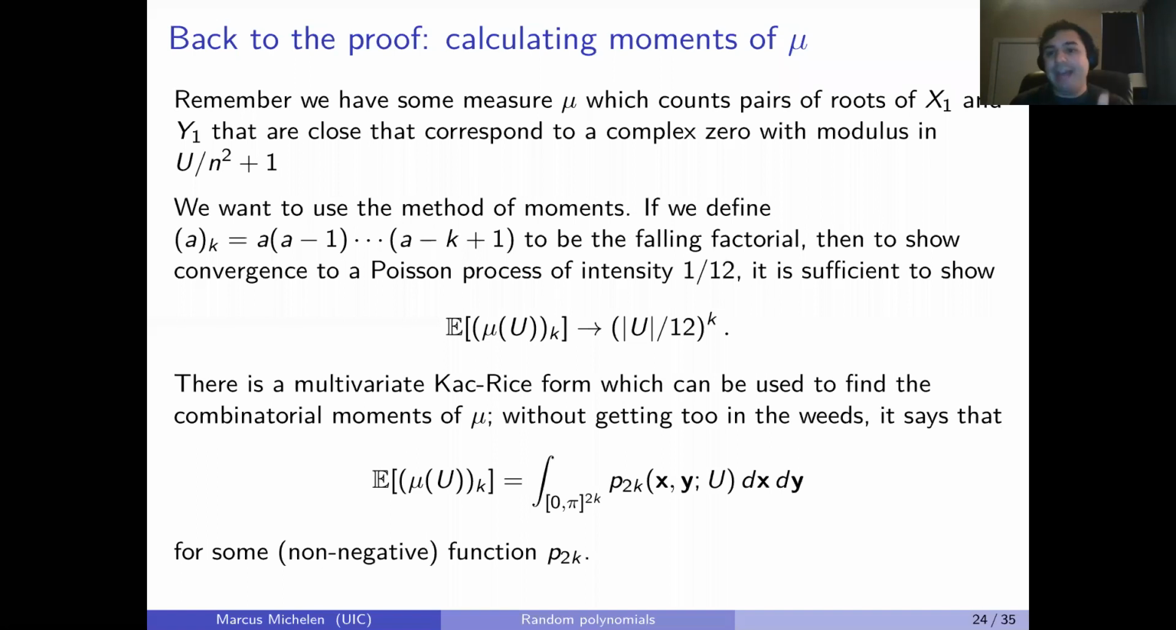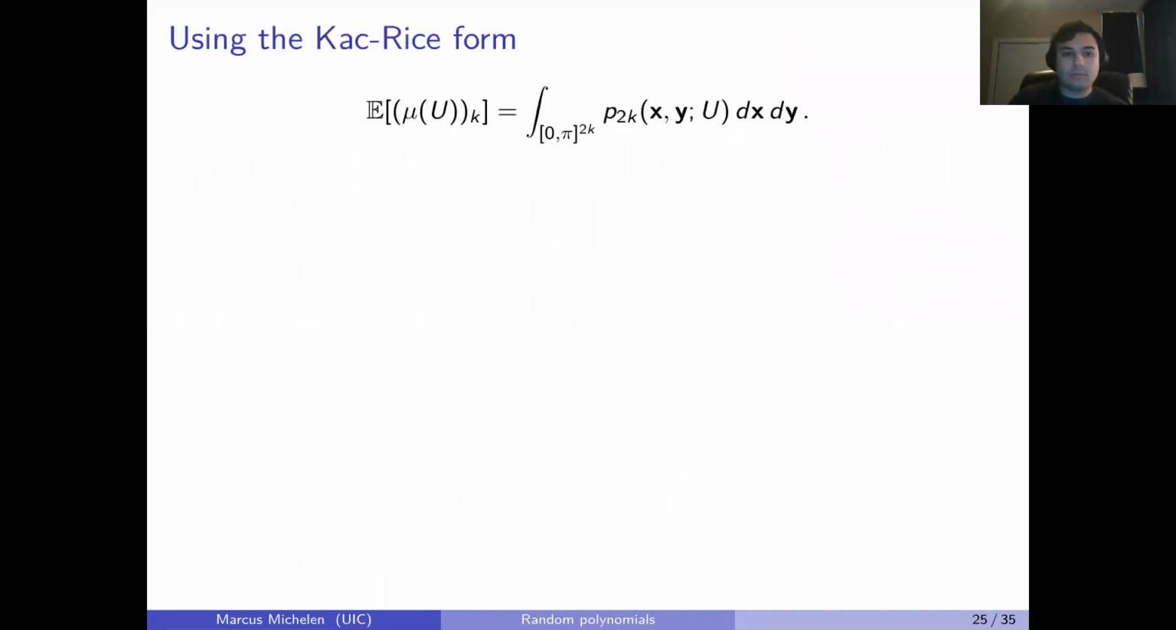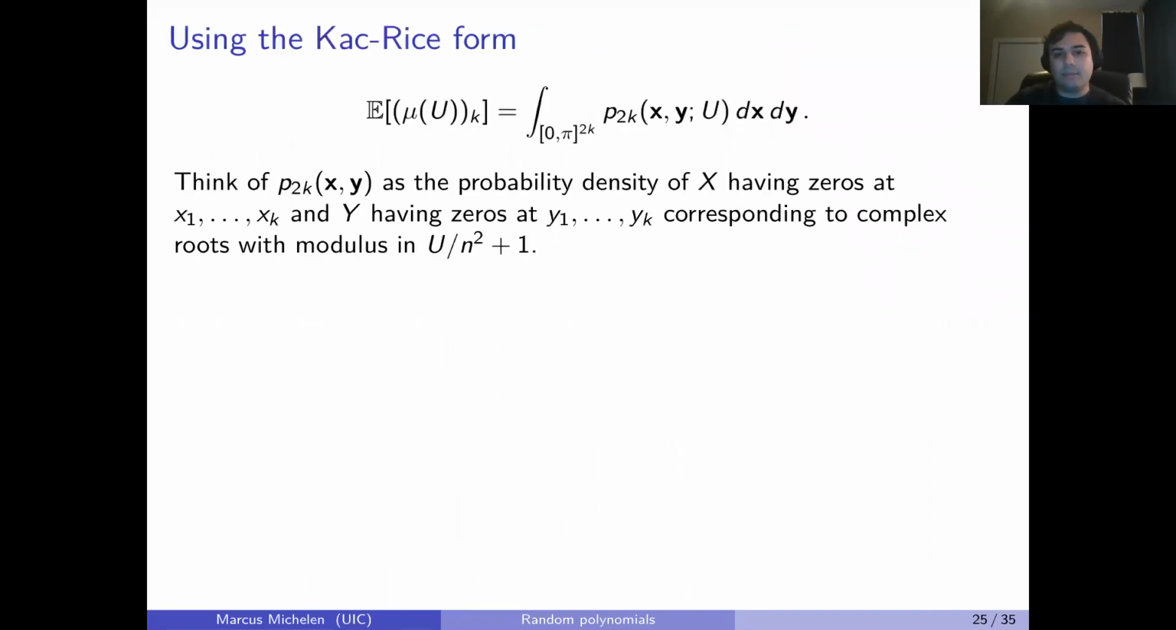And now we have to just analyze this kernel here. So this density is going to correspond to having roots let's say x1 through xk and y1 through yk, corresponding to the correct complex roots. So again, I'm just going to mention this very briefly.